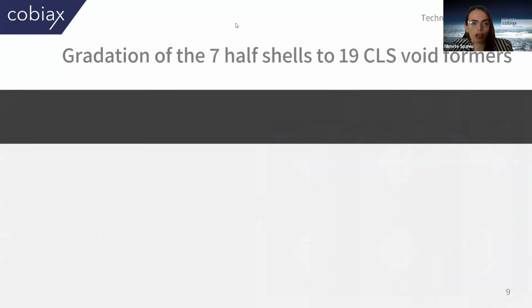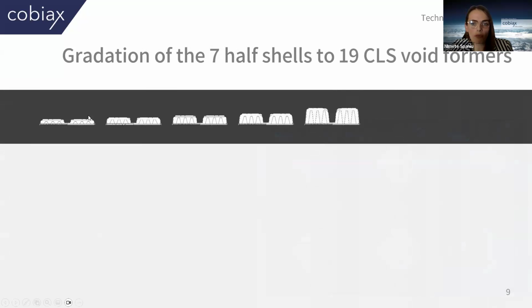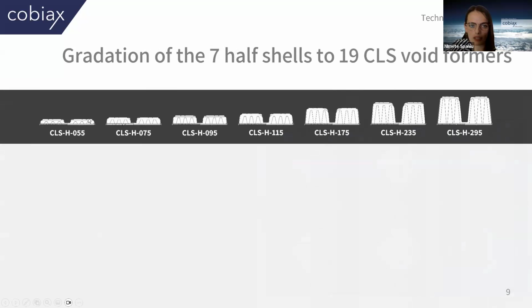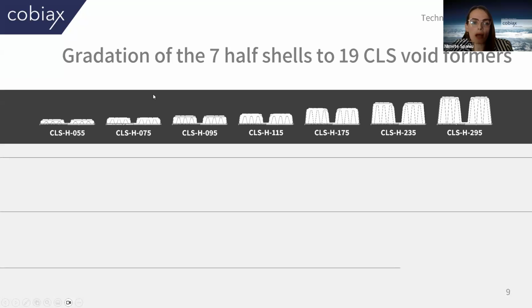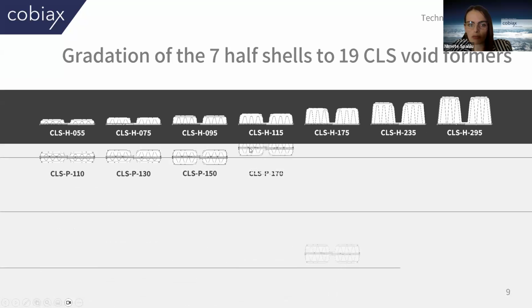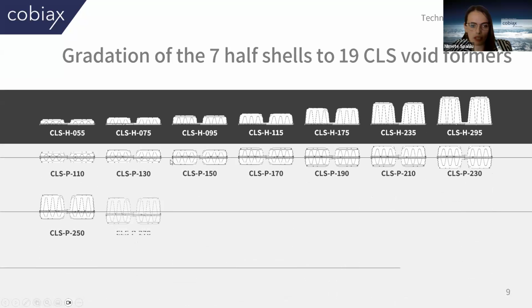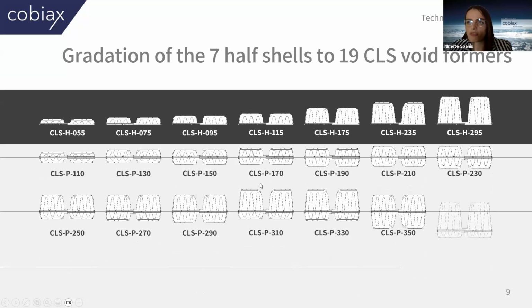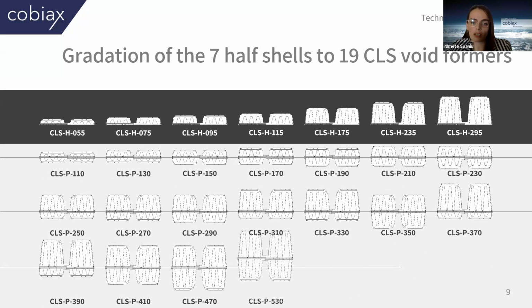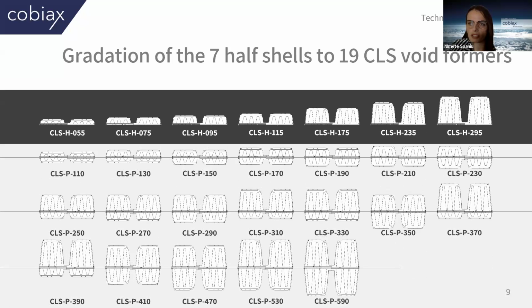So in total, we have 7 different half shells of the void formers. Here are the 7 different half shells. It begins from 5.5 centimeters till 29.5 centimeters. By combining them together, we create 19 different CLS void formers, as you are seeing here, that will be suitable for different slab thicknesses.